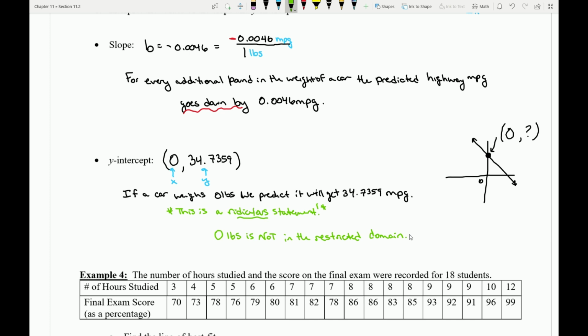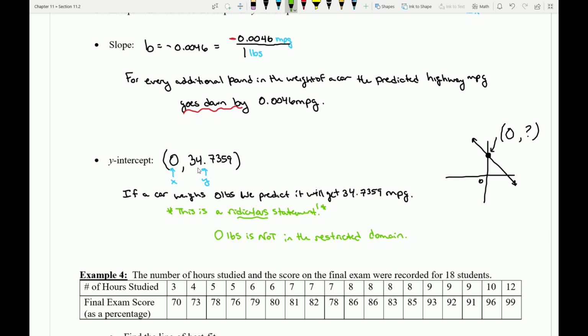I might even notice that I can also get really weird values if I plug in values of x that are extremely large. I bet if you went back here and plugged in something like 50,000 pounds for x, you would get a miles per gallon for a car that also seems pretty ridiculous.